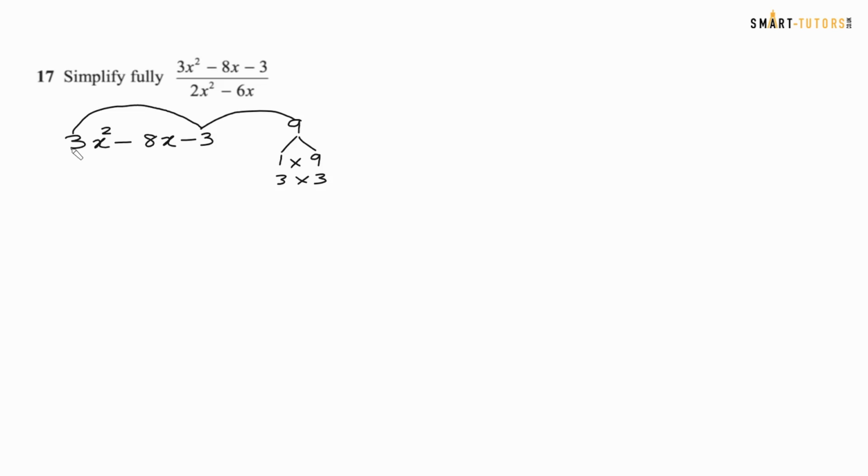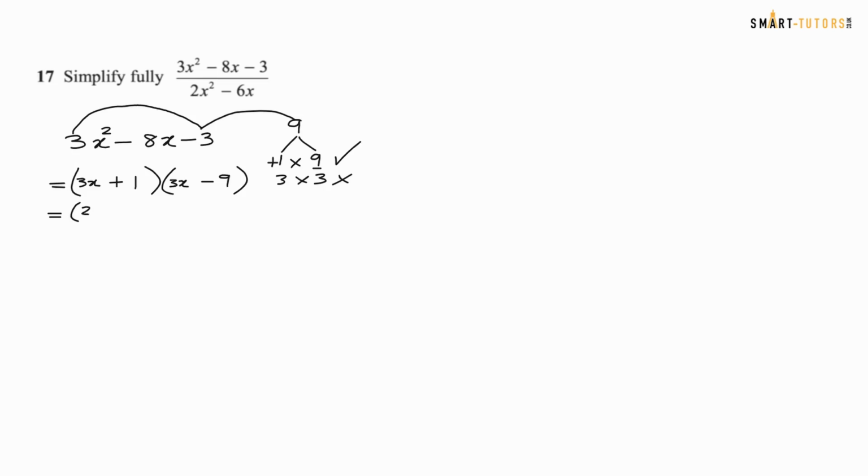So which factors, taking away, give 8? So 9 take away 1 is 8. So this is the suitable factor and this is not suitable. But I need to get minus 8. So I need the minus 9 and a positive 1. So in order to factorize this one, I need to open brackets and close brackets. So 3x squared means 3x for the start, and I can put plus 1 here and minus 9.